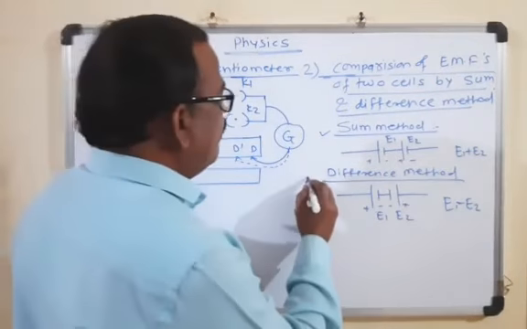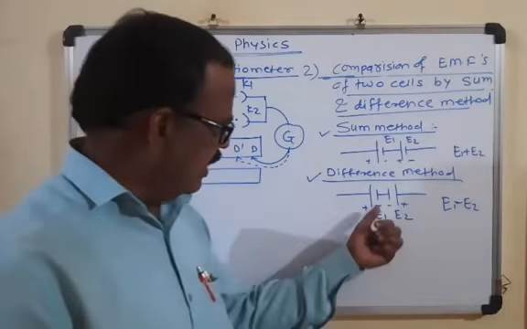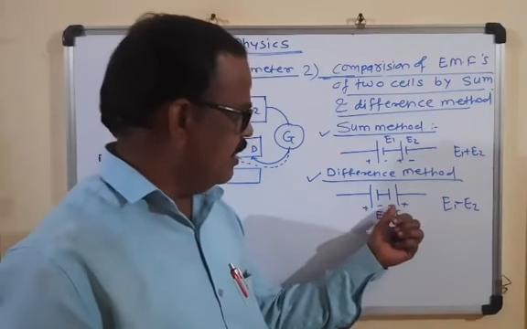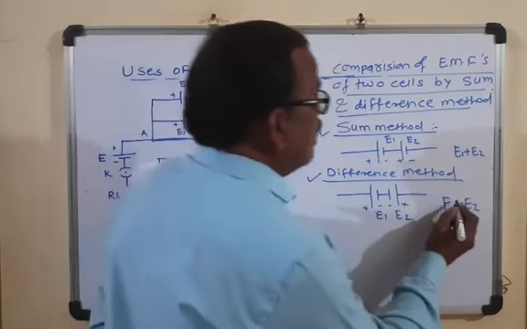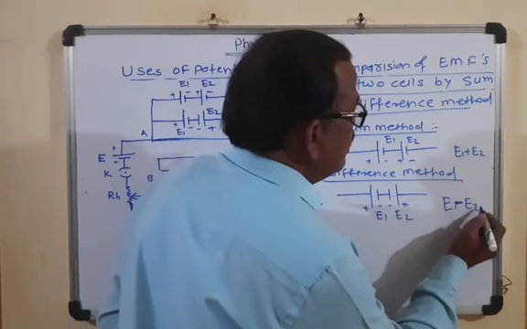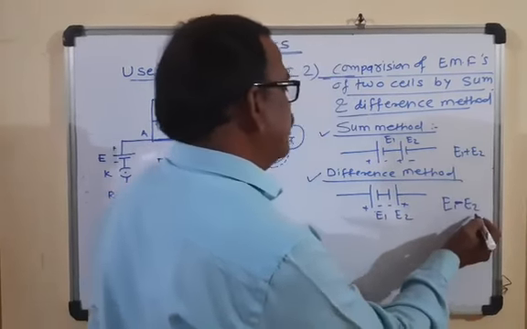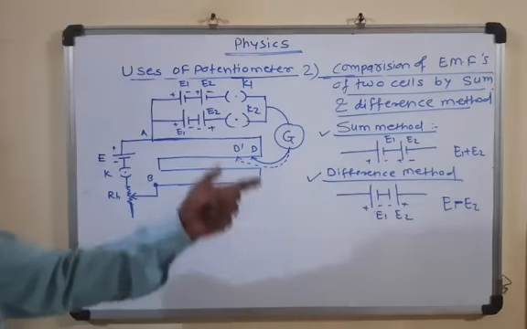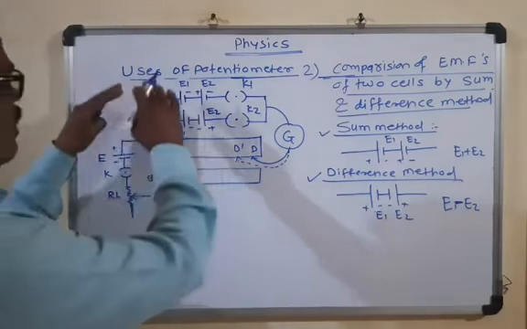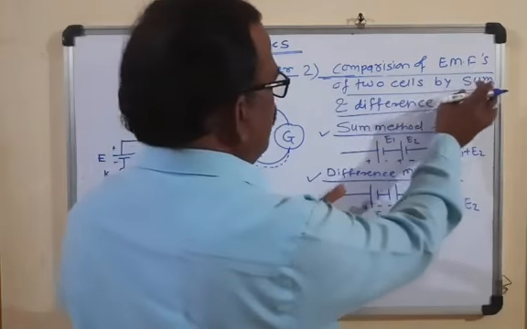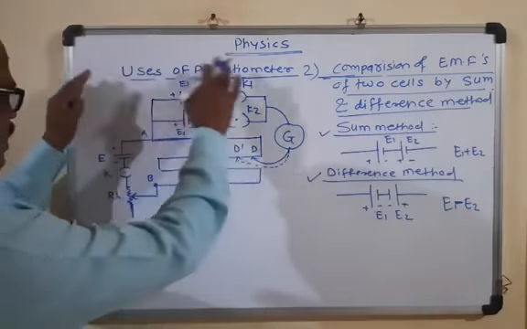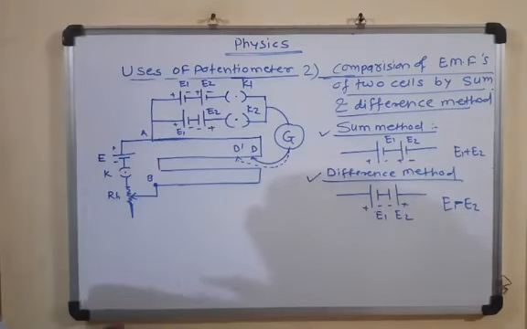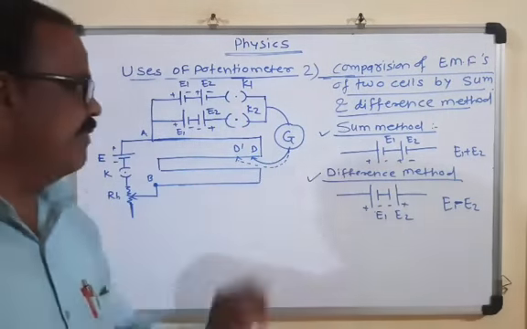What is meant by the difference method? In this case, the negative terminal of the first cell is connected to the negative terminal of the second cell. In this case, the electromotive force is E1 minus E2. Then we have to explain the comparison of electromotive forces of two cells by the sum and difference method. This is the electrical network for the sum and difference method.